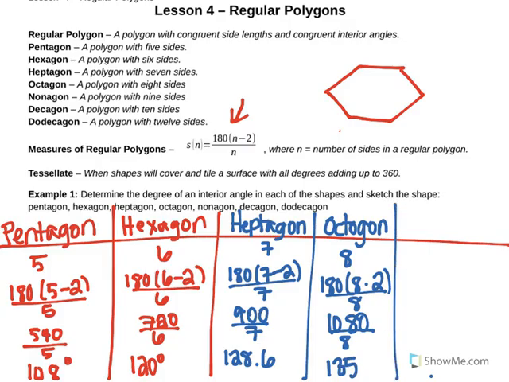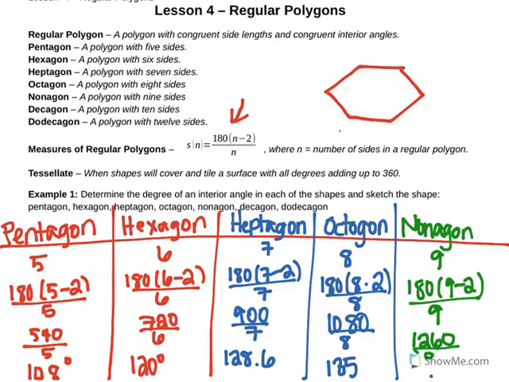Our next shape is a nonagon, which is something with 9 sides. So we'll do 180 times 9 minus 2 divided by 9. The sum of a nonagon is going to be 1,260. Divided by 9, each angle is worth 140 degrees.